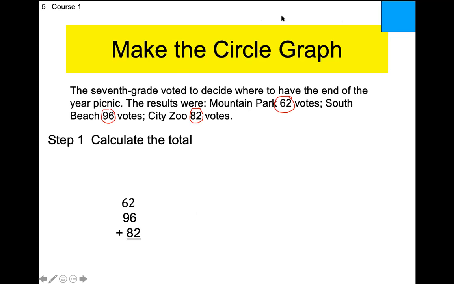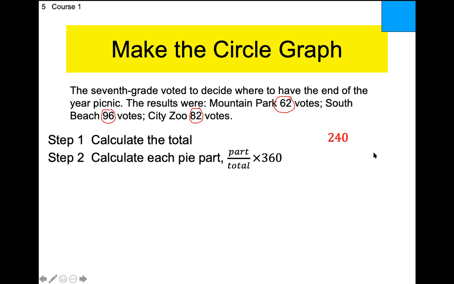So 0, carry your 1. 6 plus 1 is 7, plus 9 is 16, plus 8 is 24. So we get 240. All I did was add those numbers up. Okay, so there is my step number 2, there is my total, 240.